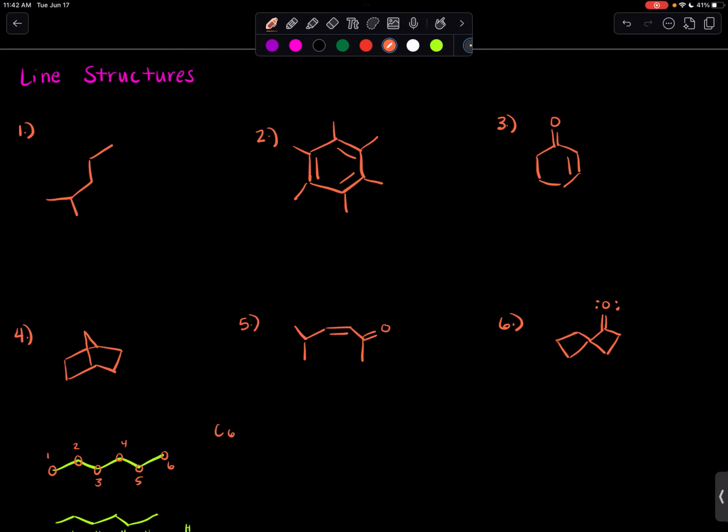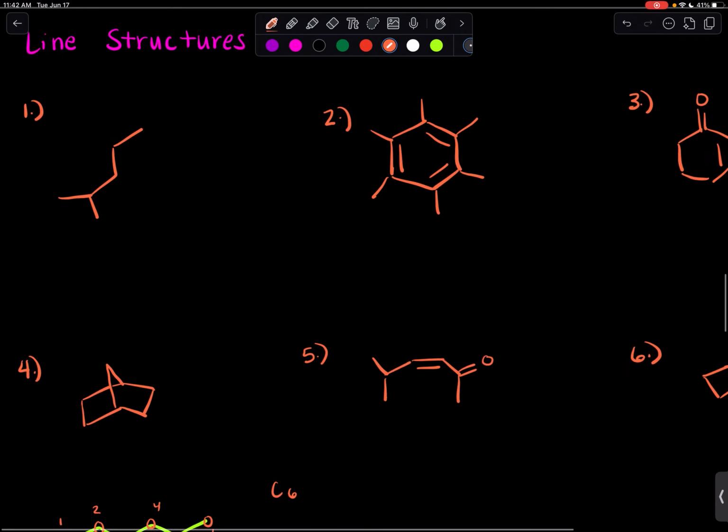This is a continuation of part one of bond structures. So now we have these structures here, and we want to figure out how many carbons and how many hydrogens there are. So feel free to pause at any moment and try to do this on your own. This is really good practice. So let's look at the first structure.